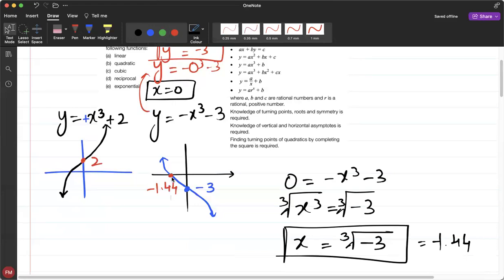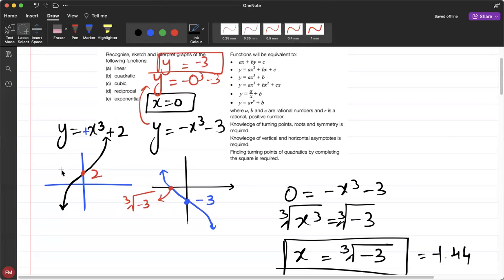Again, they don't expect you to plot this. And even if they did, you can just leave your answer in this way: cube root of minus 3. That is it. I would expect that you leave your answer in this way. Again, it's highly unlikely that you would get a question like this. But if you did, you should know that's the way out.